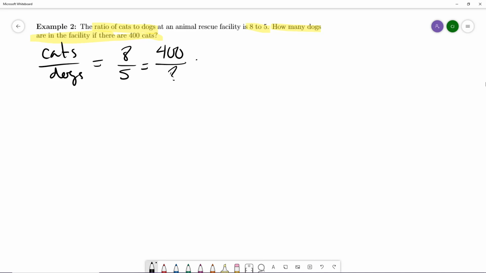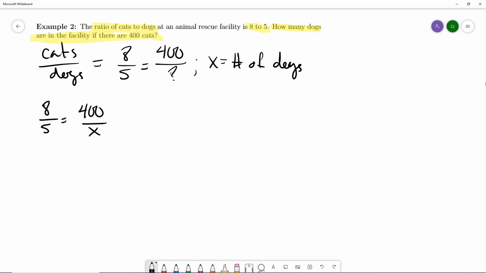Right? So first I'm going to establish our variable. I'm going to use x. If you want, you can also use d for dogs. It is up to you. But x is the number of dogs. Right? So now let's rewrite it. We have 8 over 5 is equal to 400 over x.